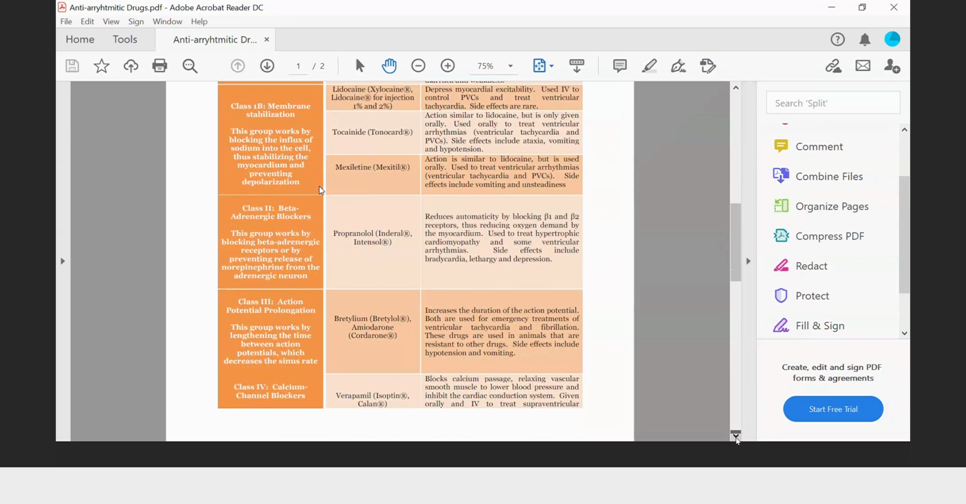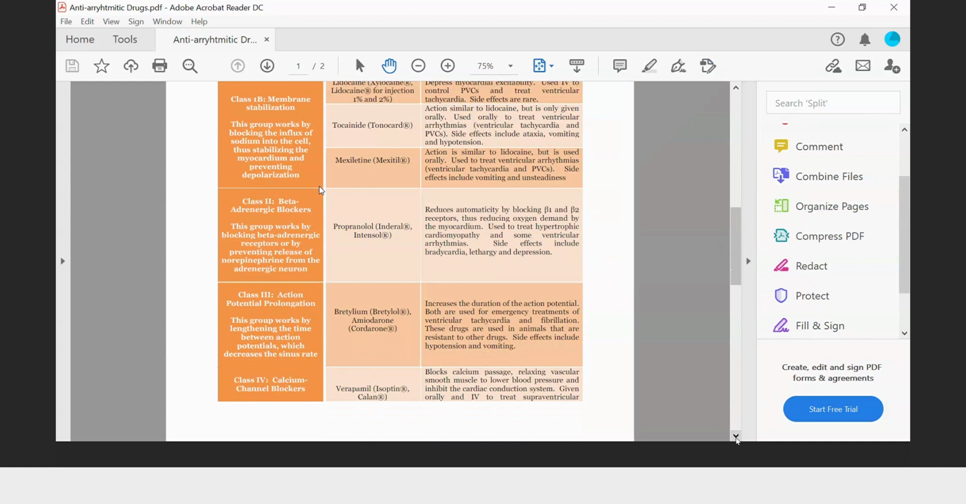Okay, then we have class 3, which is the action potential prolongation. The drugs work on the action potential itself. They increase the duration of the action potential, so they are given to treat ventricular tachycardia and also fibrillation. Fibrillation means the heart is not moving properly. So the name of the machine is a defibrillator. A defibrillator is used to treat or remove fibrillation, right?